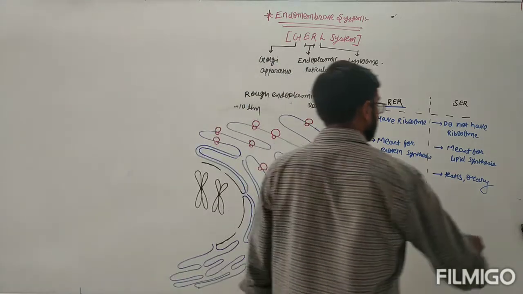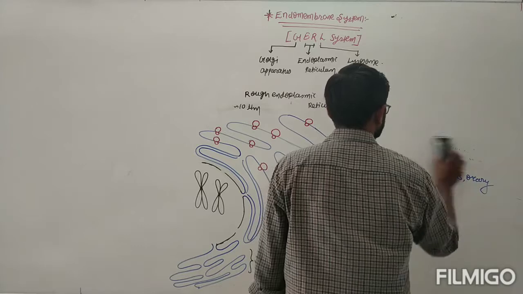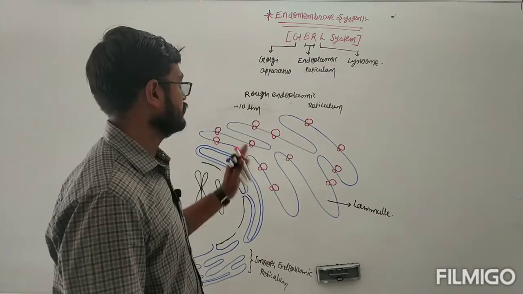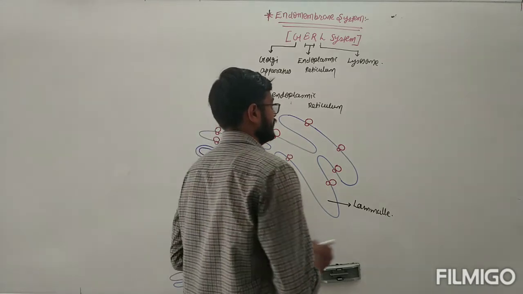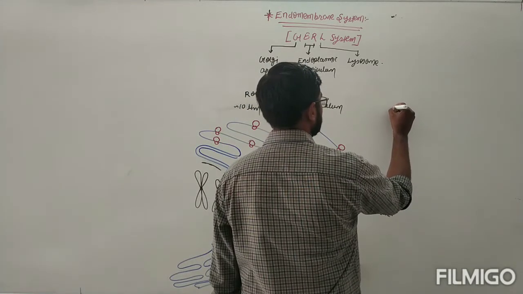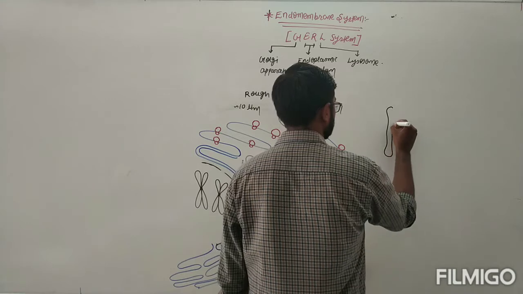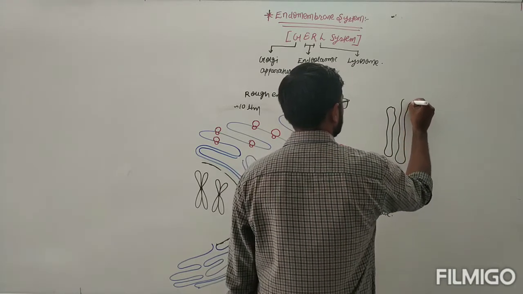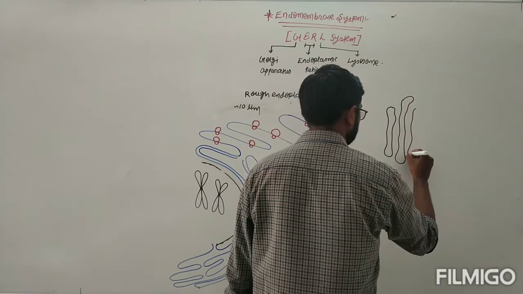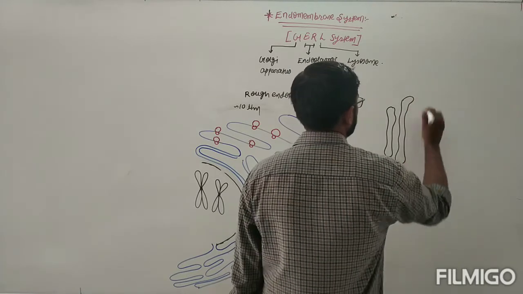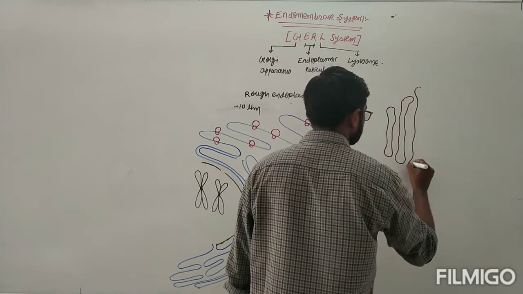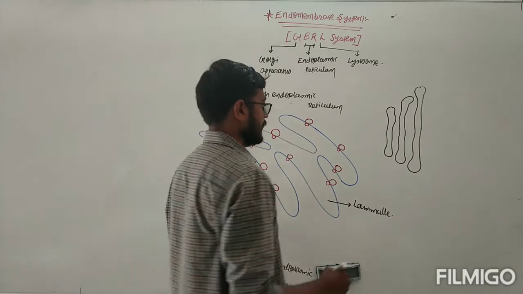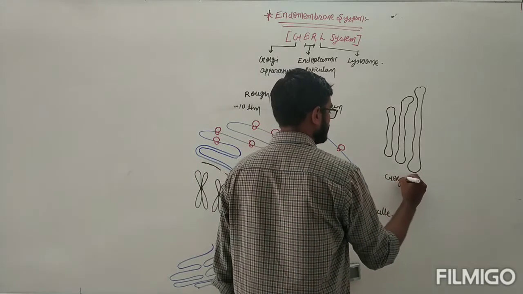Okay, so dear student, let's come back. I am just rubbing this much portion. This was the portion of rough endoplasmic reticulum. Nearby to the RER, there is another organelle present, and this organelle is termed as the Golgi apparatus. So here is the other portion, but what is this portion termed as over here? Golgi apparatus.